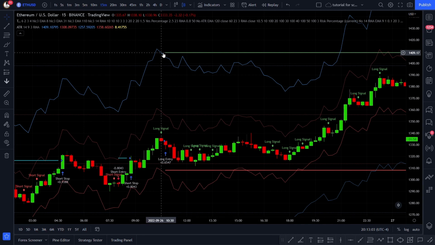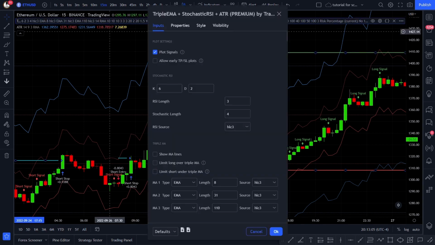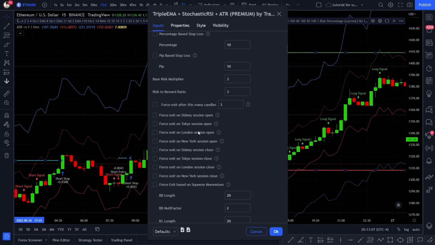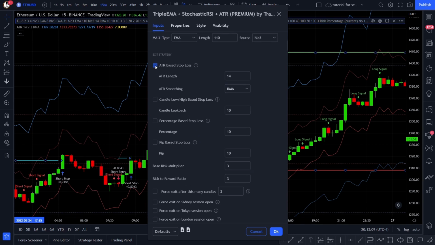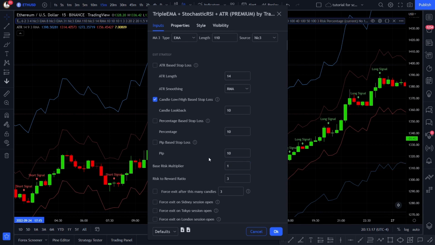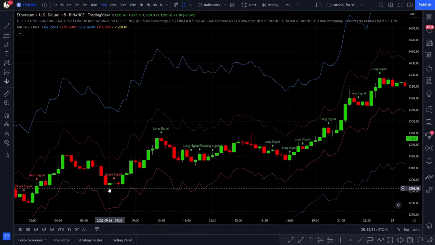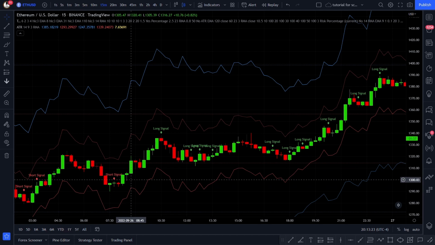Let's move on to the second stop loss option, which is the candle low high base stop loss. So first, untick the ATR base stop loss and tick the candle low high base stop loss. Make sure to set the base risk value to 1, as this works as a multiplier for each stop loss option. The candle low high base stop loss will put the stop loss to the lowest or the highest price value of the last X number of candles.